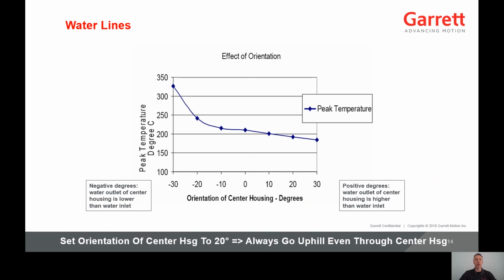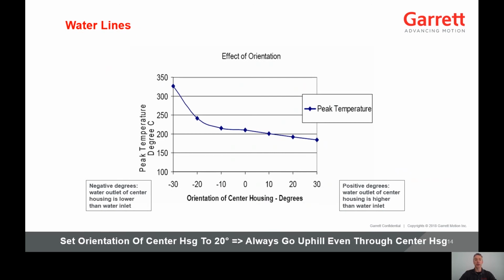The positive degrees represent the water outlet higher than the inlet. You can see the impact on peak temperature when the outlet is lower than the inlet. In effect, there is an undulation in the water passage through the center housing. This is why it's critical to orient the center housing so the outlet is higher than the inlet, so water flow always goes uphill even through the center housing.